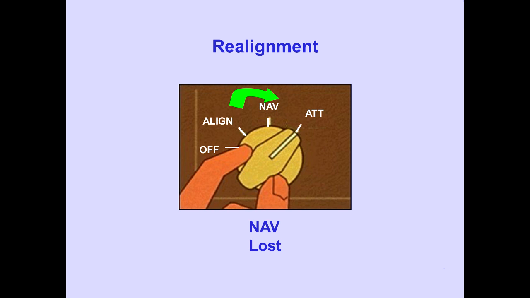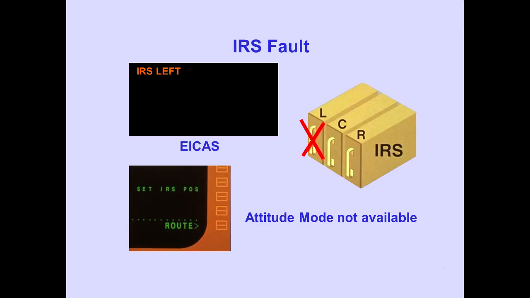Anytime the attitude mode is selected, the navigation capability is lost until the airplane is parked and the system is realigned. When the ICAS advisory message IRS left, center, or right is displayed and the set IRS heading line is not displayed on the position initialization page, the attitude mode is not available. That IRS should be considered unreliable.